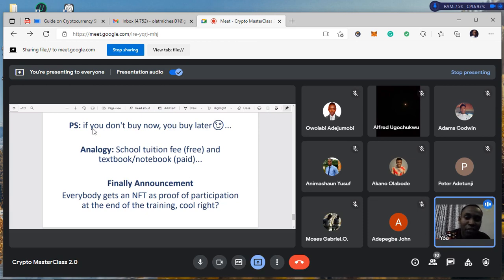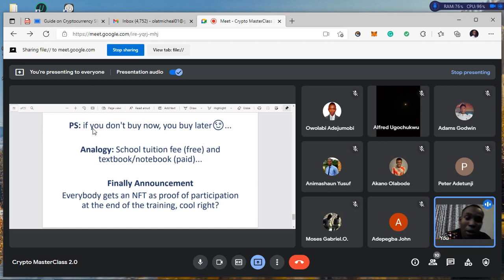And finally, everybody gets an NFT as proof of participation at the end of the training. It's cool, right? I know you agree with me that it's cool. At the end of the class, I'll be requesting our wallet addresses where I will mint the NFTs and send to us.